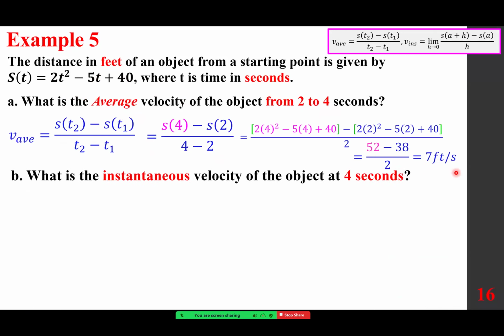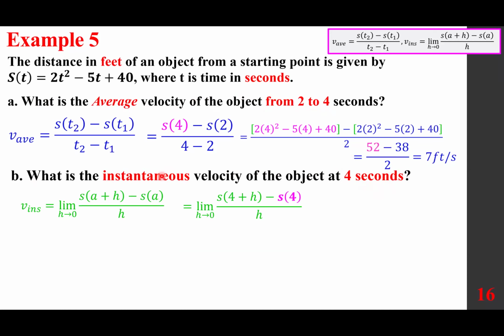What is the instantaneous velocity of the object at 4 seconds? Before we move on, I want to remind you, in part A, they are giving us 2 points in time. Even if they don't say average, that's what it means. In the second part, they are giving us one point in time, even if they don't mention instantaneous. That's what it means. You have to take care. You have to take the derivative of the function at a equals 4.